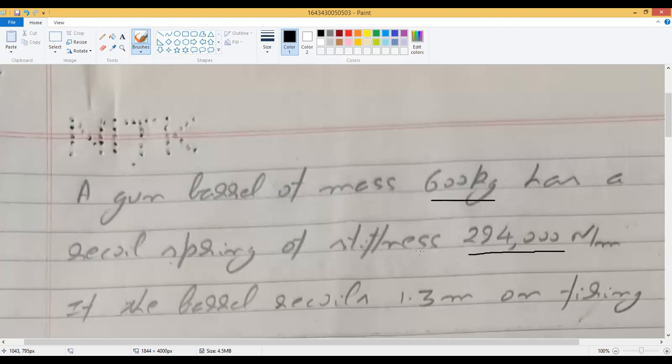Thank you. This problem consists of a gun. The construction of the gun is something all of you are already aware of. There is a hollow cylinder, known as the gun barrel, used to launch rockets or projectile sort of things. The mass of the barrel is 600 kg, and to the barrel there is attached a stiffness of 294,000 Newton per meter.